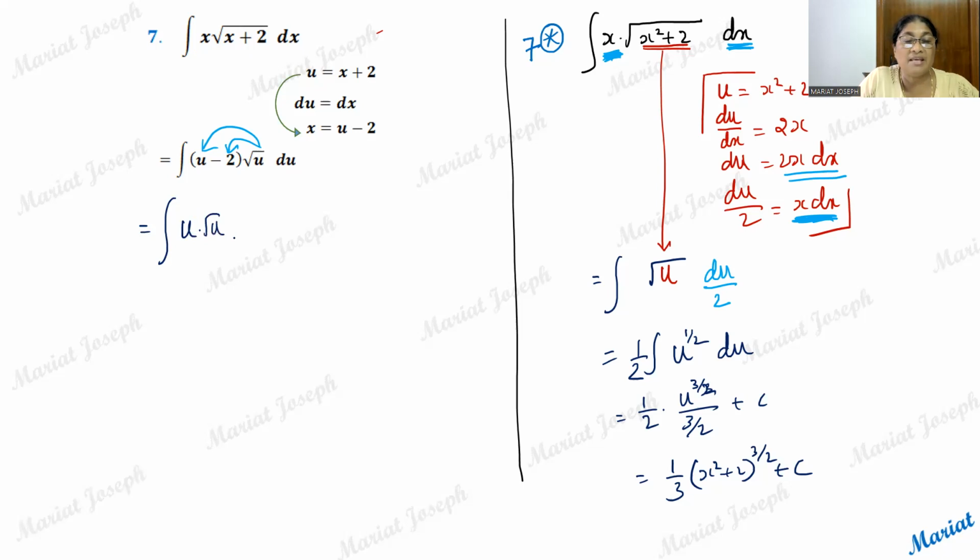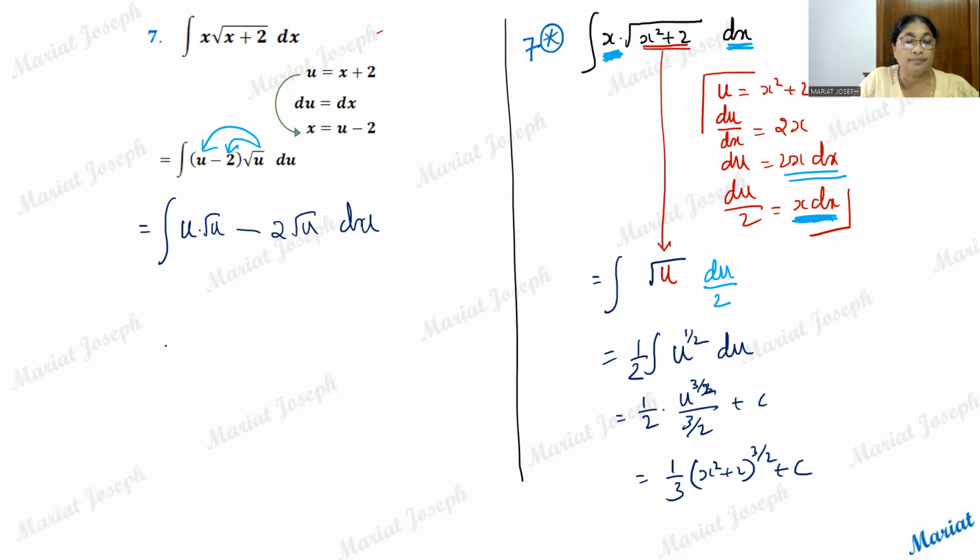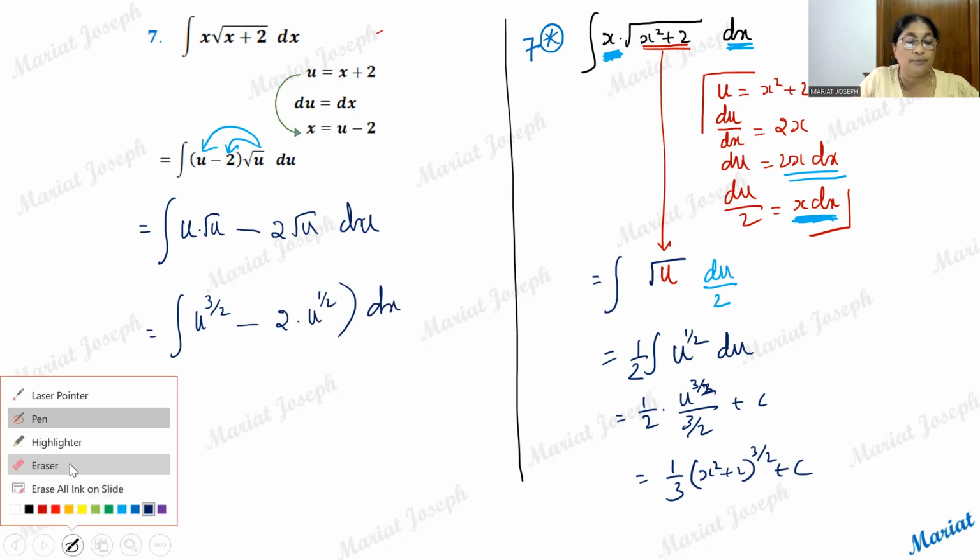Integrate. U into root u, how will you make the power? Minus 2 root u du. We have multiplied. What is u root u, children? U raised to the power 1 plus half, which is u raised to the power 3 by 2. Minus 2 root u means u raised to the power half. Now we integrate with respect to u, du.